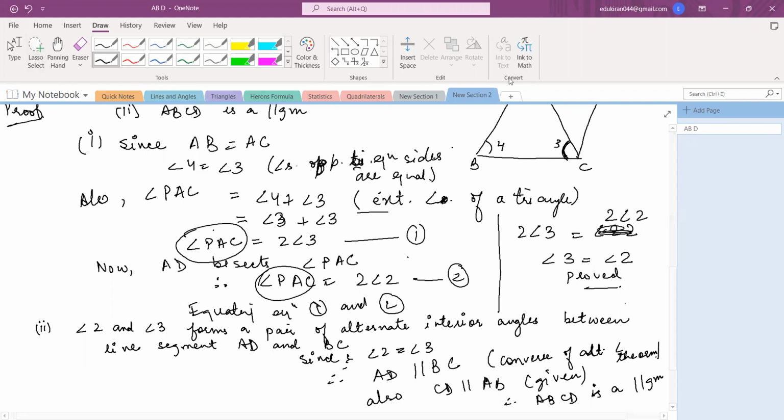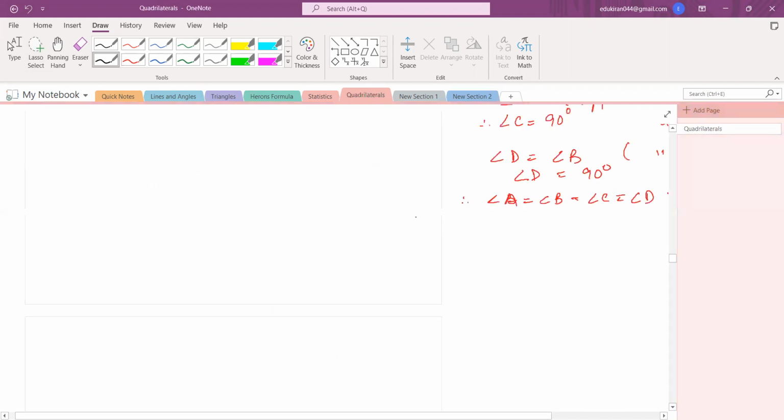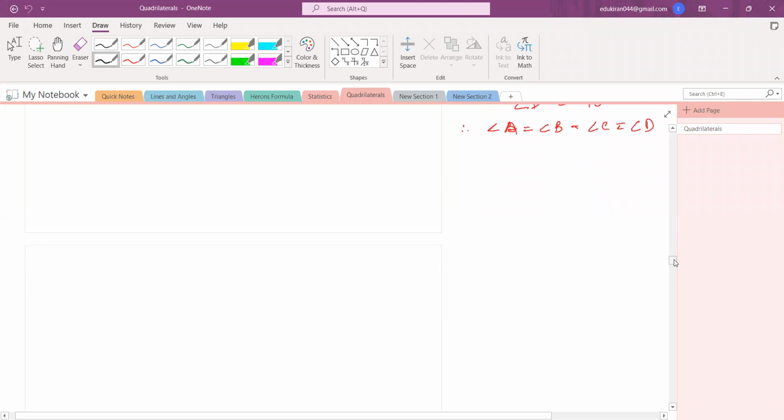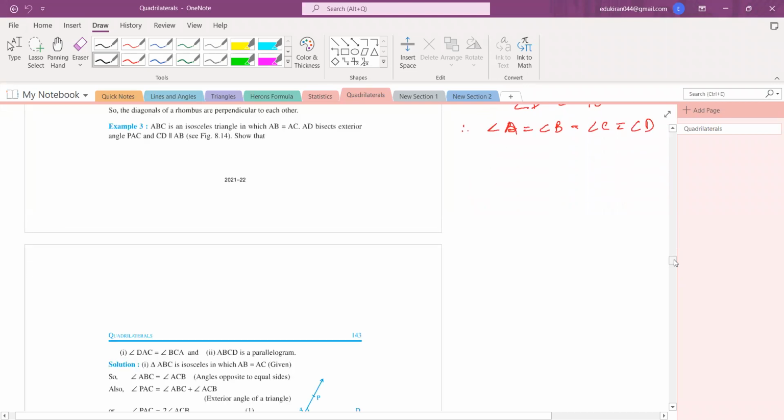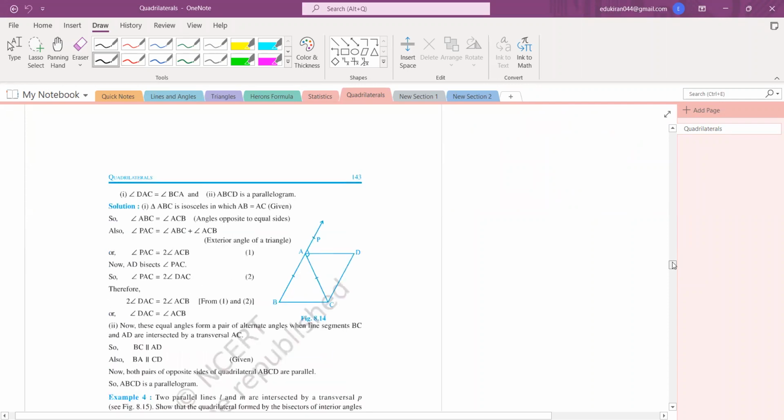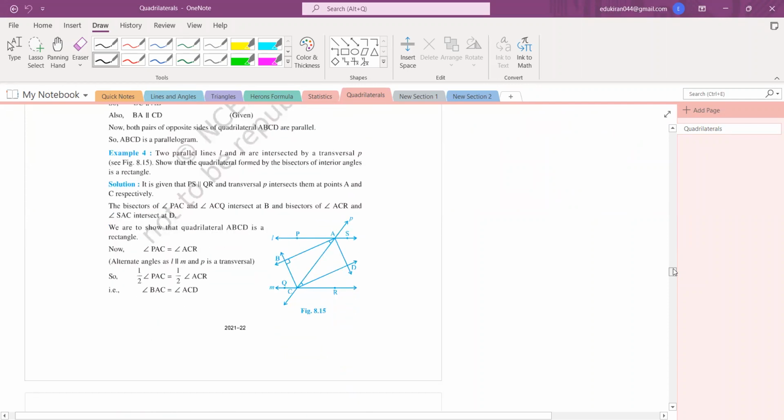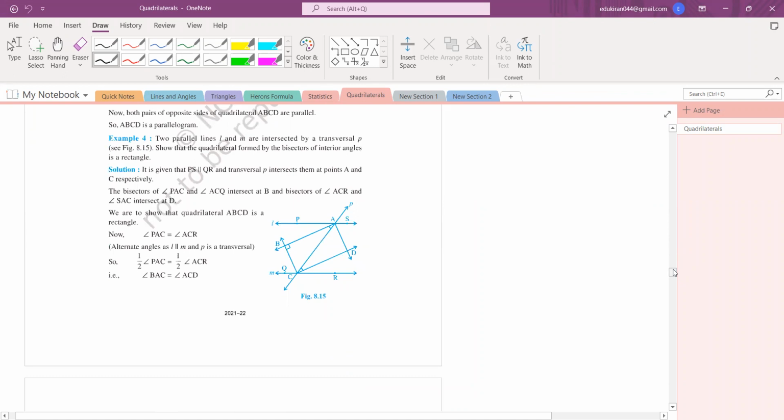All right. I think we will do one more example today and that's it for today's class. Rest we will do tomorrow. Let's do one more example, example number 4. I'll do it quickly here itself. Now, what does it say? Read it carefully. Two parallel lines L and M are intersected by a transversal P. Can you spot the lines? This is your L, this is your M. These are two parallel lines and this is the transversal P.